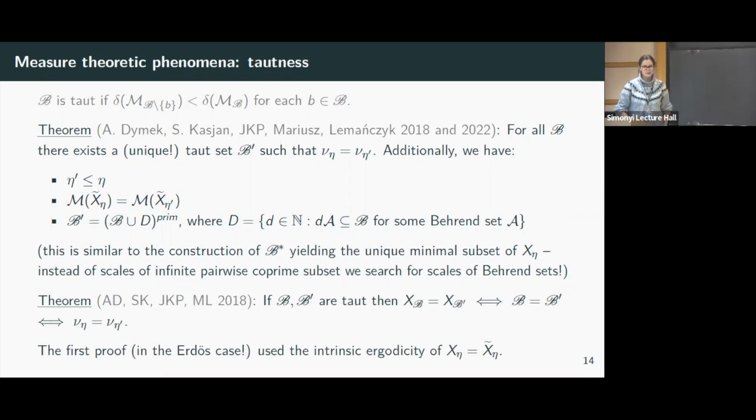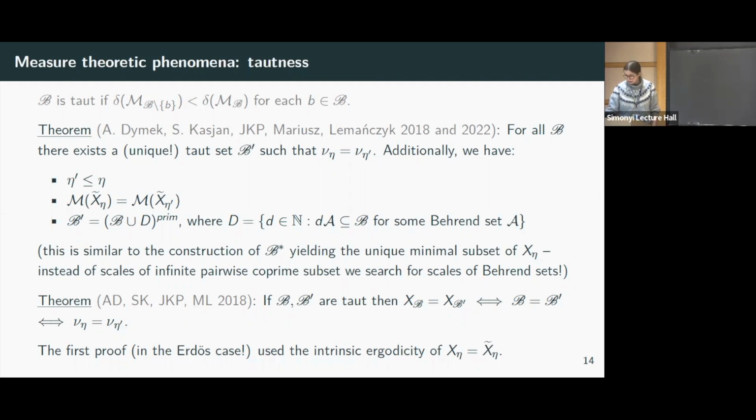Okay, so applications. So suppose I have B and B prime that are taut. Then the corresponding B admissible sets, or if you want B free sets, this is also true. The corresponding B admissible sets are equal if and only if B is equal B prime. And this happens if and only if the Mirsky measures are equal. So first we have this in the Erdős case. And in fact, already this proof was quite involved.